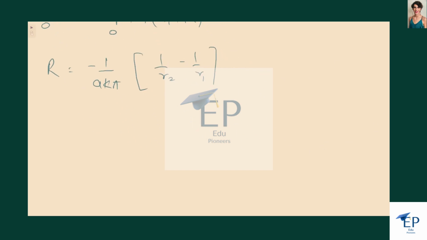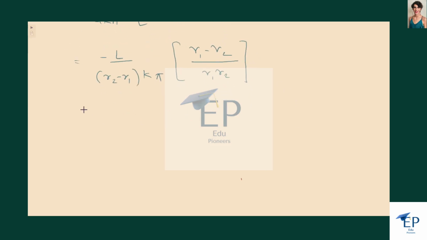Now we have to put the value of a here. So this is minus L upon (r2 minus r1) into k pi, and this comes (r1 minus r2) upon r1 r2, or I can say that this will cancel out, and finally we get the thermal resistance R equals L upon k pi into r1 r2.